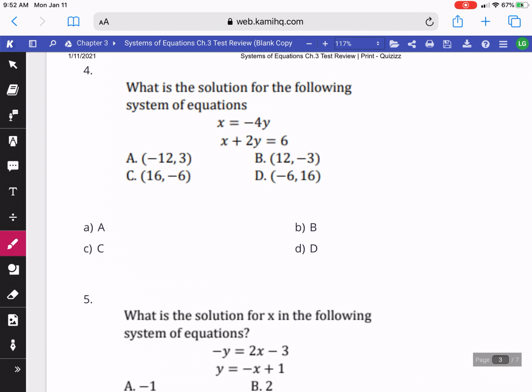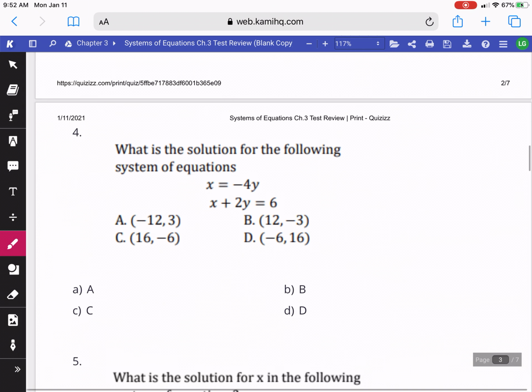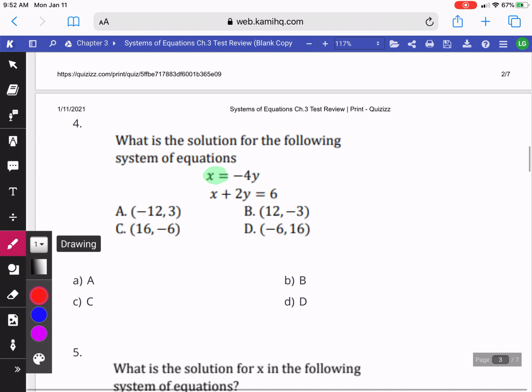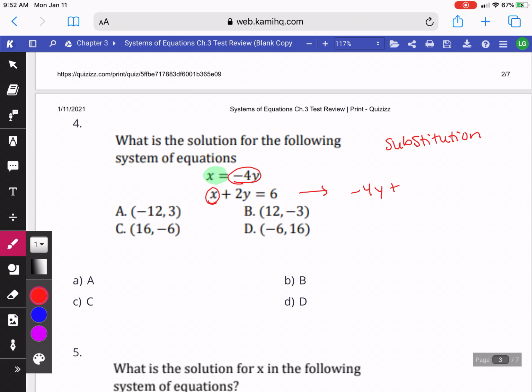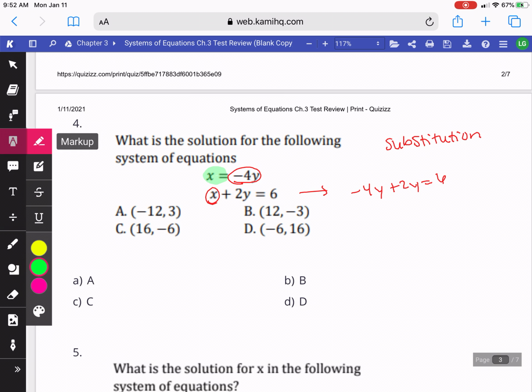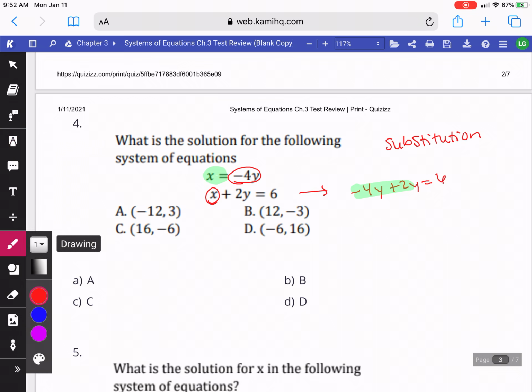Question 4 wants to know the solution. Here, since one of these starts with x equals, we're also going to use substitution. This time, I'm going to plug -4y into x. So this becomes -4y plus 2y equals 6. And here we can combine like terms. -4 plus 2 is going to be -2y equals 6. If I divide by -2, I get -3 for my answer for y. Remember, y is the second number in an ordered pair. The only answer choice that has that is B.